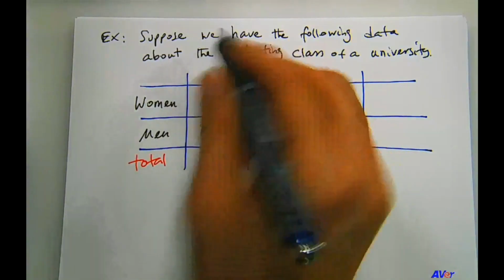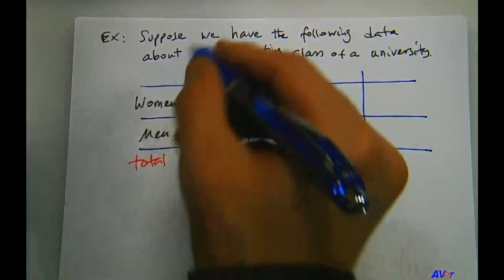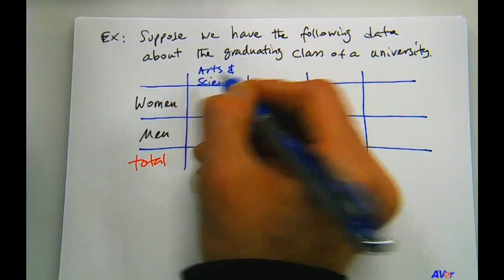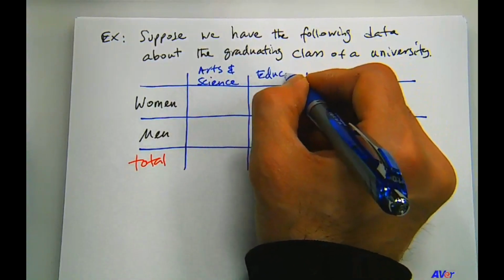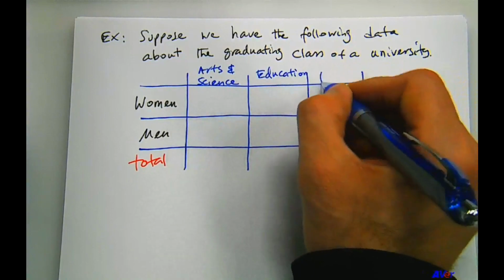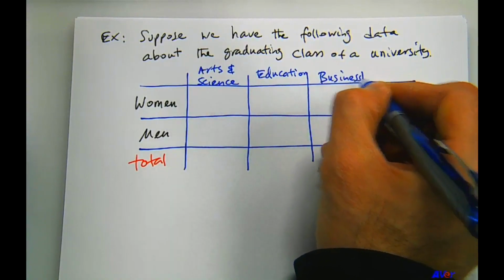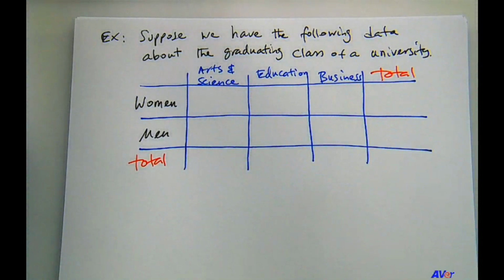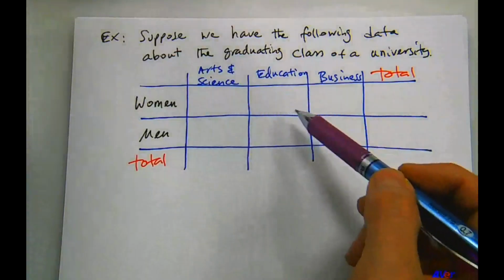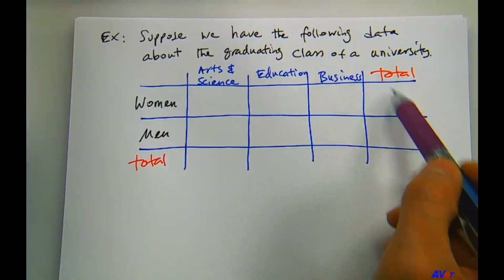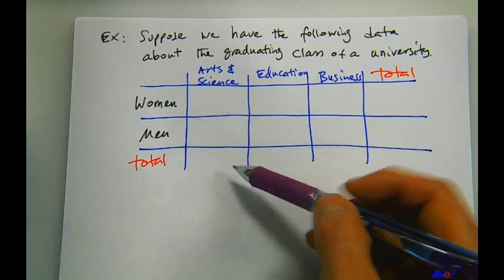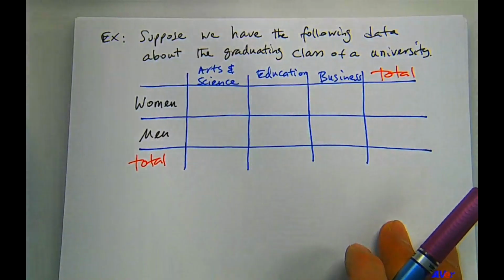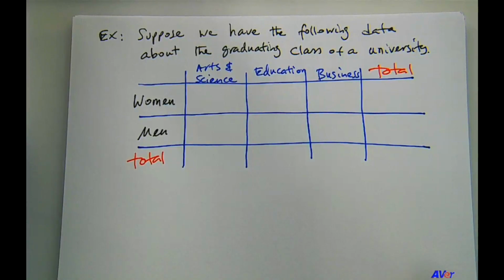Across the top, we have those who were arts and science majors, those who were education majors, those who were business majors, and of course, the final column should be the total. Sometimes you might see the table given to you without this total column and the total row. You should add the final column for the total and the final row for the total to the table in case they were not provided to you.